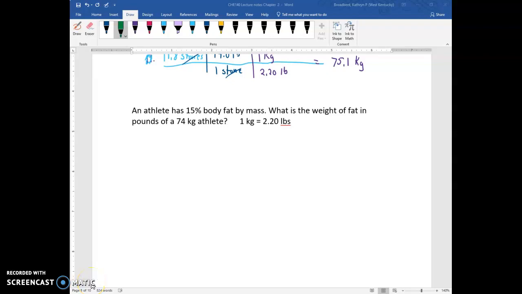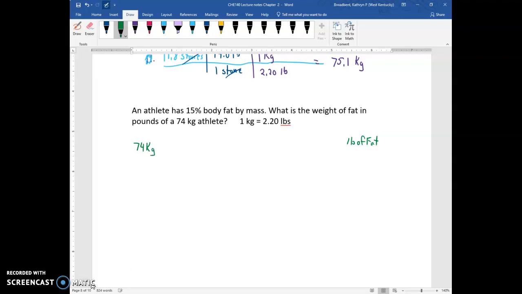So let's look at this athlete problem. This is going to be a two-part problem. We're going to start with the weight of fat in pounds. That's what we want. So we want pounds of fat. But we start with 74 kilograms of athlete.